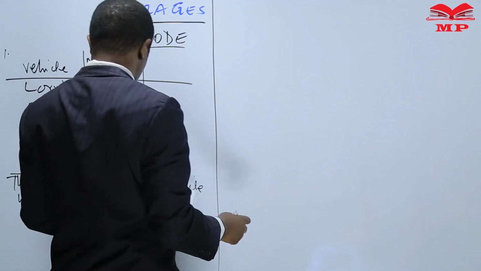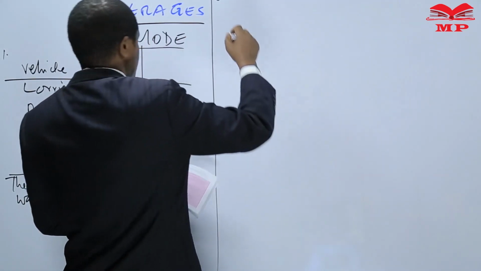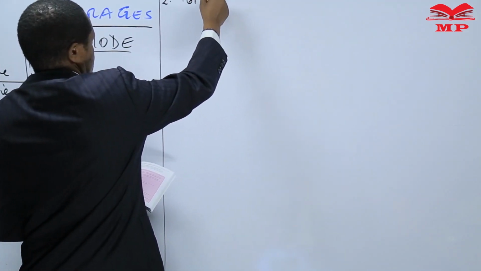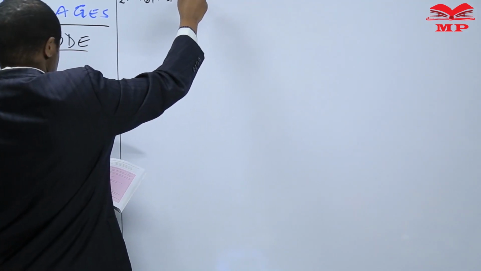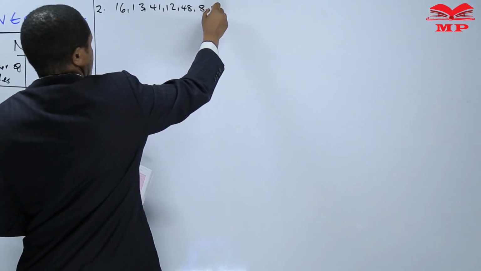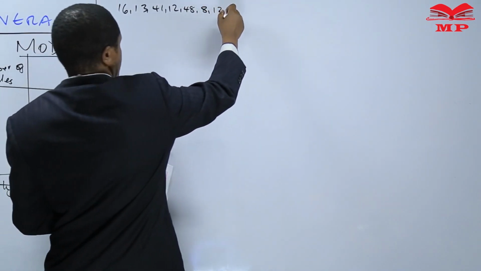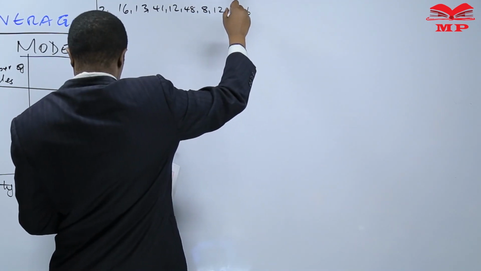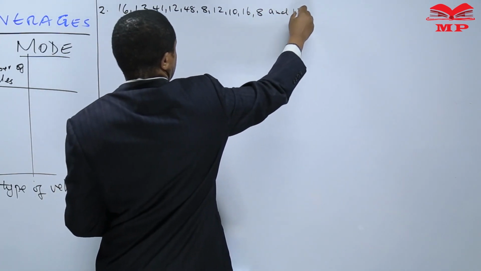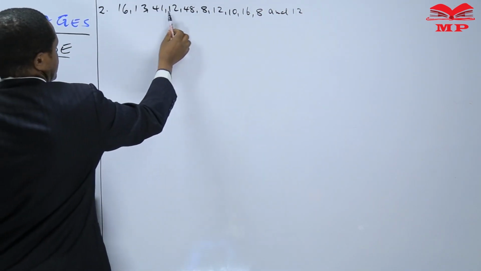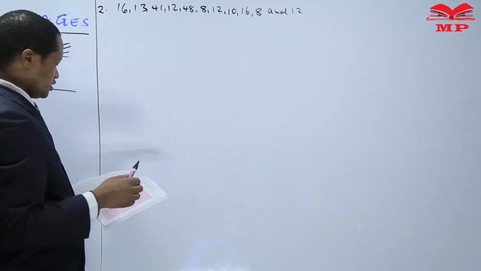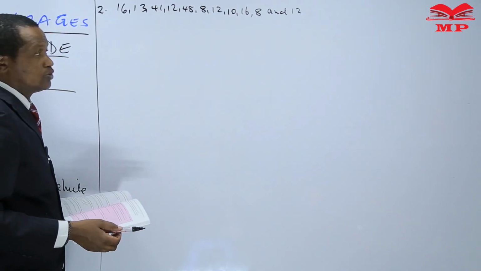This is question 2. And here is the data. The scores were 16, 13, 41, 12, 48, 8, 12, 10, 16, 8, and 12. That is 1, 2, 3, 4, 5, 6, 7, 8, 9, 10, 11 students. The question is, what was the most common score?